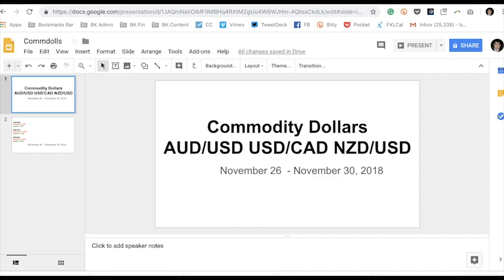Welcome to the weekly technicals for the commodity dollars: Aussie dollar, dollar CAD, Kiwi dollar, November 26th to November 30th, 2018. The story in the com dollars this week, of course, was the story of failure. Failure to take out the fresh highs and a big retrace. But a retrace still very much towards support levels, and especially with Aussie Kiwi still looking relatively bid.